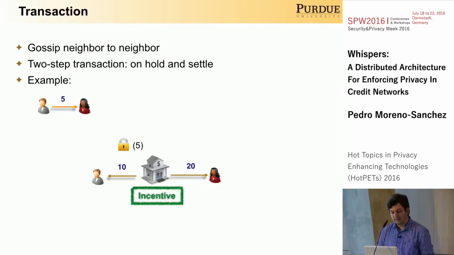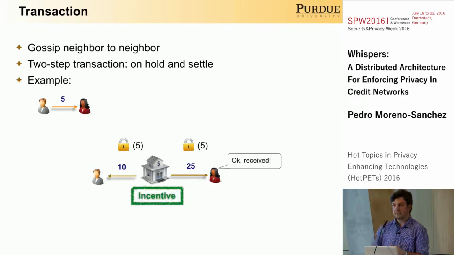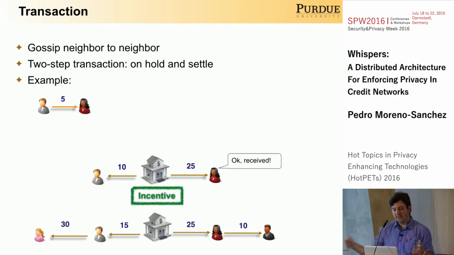So assume then that the landmark forwards this credit, puts the 5 credit on hold, and then Alice can say that she has received the credit. Once she's happy, she sends a message back from the receiver to the sender in order to release all the holds in the path. Here, I have shown a really small example, but as you can imagine, this can be extended to longer paths in the network.